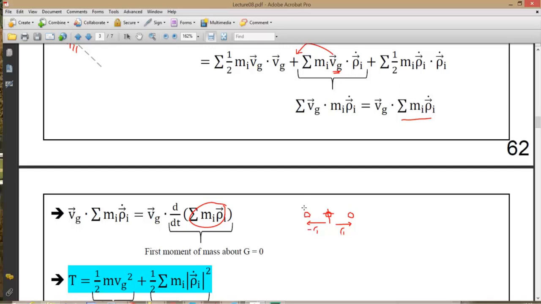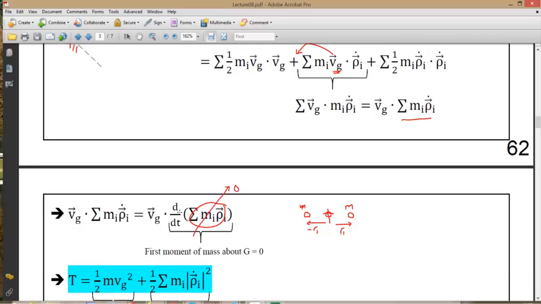Then the masses are equal to each other, let's call them M and M. Then about the mass center, the moment calculated for them will be negative M times R1 and plus M times R1, and they're going to cancel out each other. And this is the general idea of the first moment of mass about the mass center. This is a concept that you should already have seen in your statics course. And this is equal to 0.